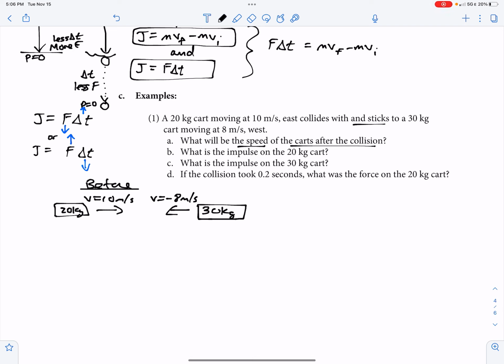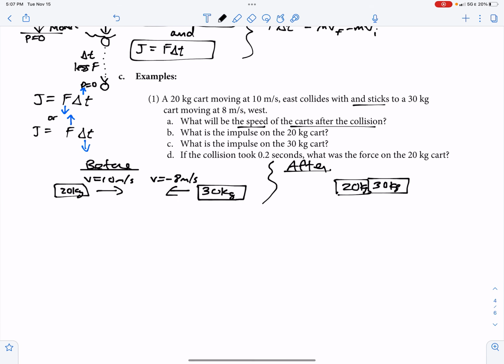Now, if they stick, here's what you get after. You get a 20 plus 30 or 50 kilogram mass. Okay, the masses stick together. So we want to figure out the speed after collision. Then we want to figure out the impulse on each cart. All right, let's take it one at a time. So part A, here's how we're going to deal with part A. First, let's figure out the momentum before and after.